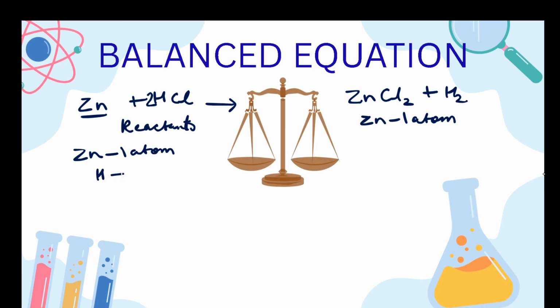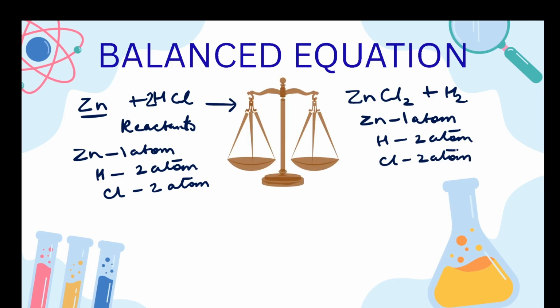Hydrogen, how many atoms are there? 2 atoms are there, and chlorine also 2 atoms. And likewise in the product side also, hydrogen is 2 atoms and chlorine is again 2 atoms. So the given chemical reaction is a balanced equation. Okay.